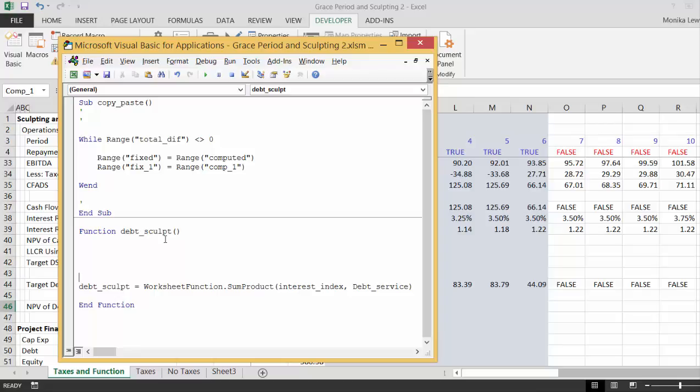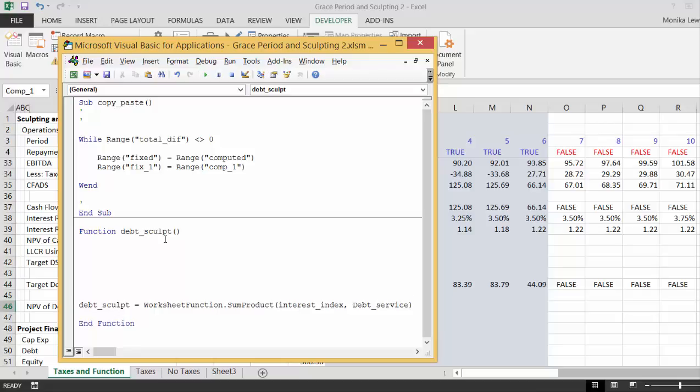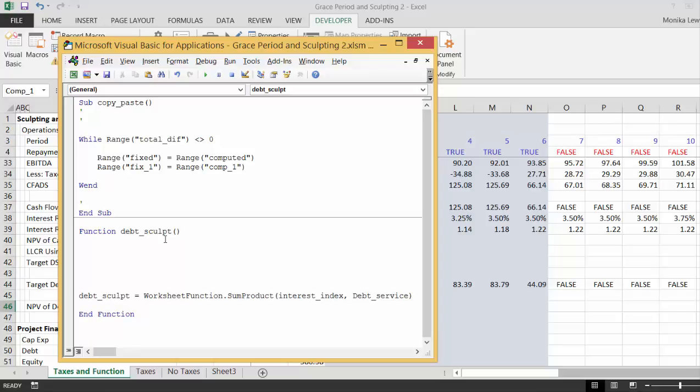Now the other thing we want to do is also compute the LLCR, and that's something we compute after the debt sculpt. LLCR equals the net present value. Now here's what I'm going to do. Just a minute.